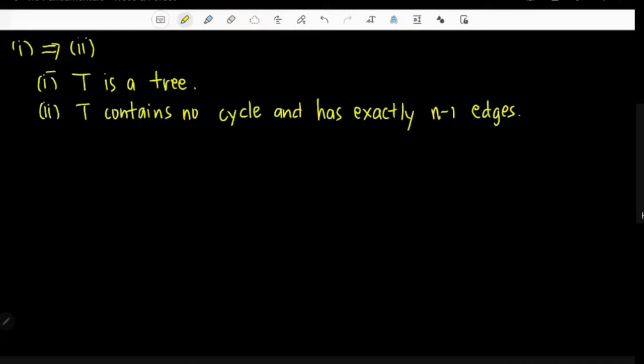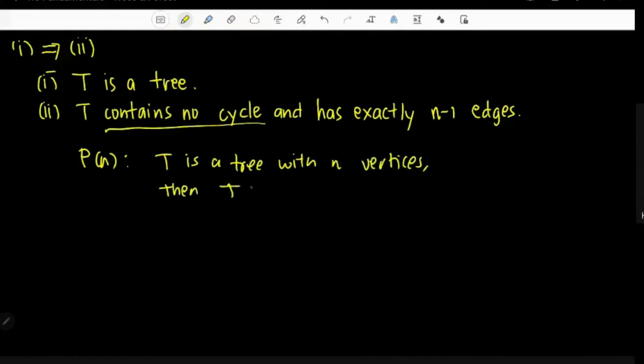By definition, a tree contains no cycle. So we're already done with this part. It is now left to show that if a tree has n vertices, then it must have exactly n minus 1 edges. And we will do this by induction. Consider the proposition P(n): T is a tree with n vertices, then T has n minus 1 edges. Observe that for n equals 1, a tree with only one vertex obviously has 0 edges. Therefore, P of 1 is true.